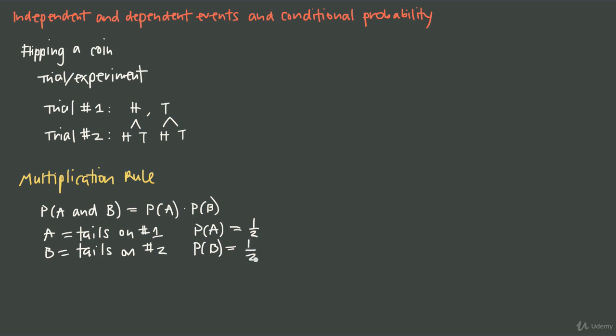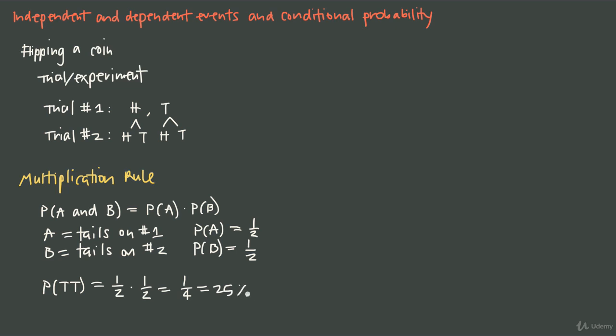Well, it's still 1/2. So then the probability of getting tails and tails is going to be equal to 1/2 multiplied by 1/2, or 1/4, or a 25% chance.